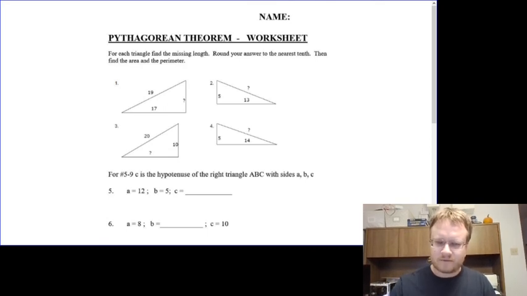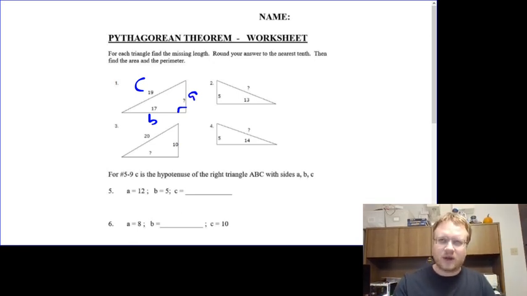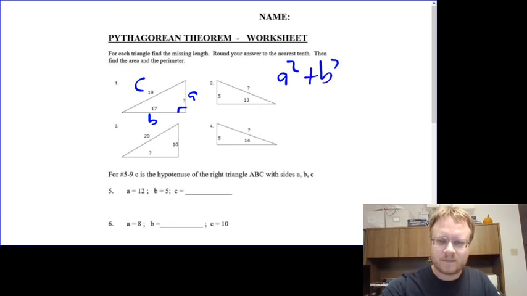I mentioned earlier the first step for Pythagorean theorem is that we need to label our triangle. So let's label C for my longest side, my hypotenuse, which is opposite from the 90-degree angle. B for the base, and A for the altitude or the side. Let's write our Pythagorean theorem. A squared plus B squared equals C squared.